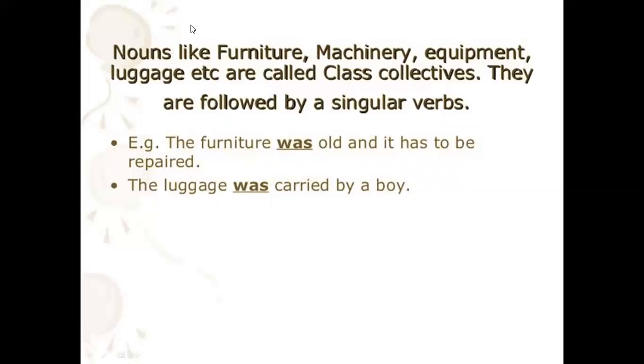Next one is nouns like furniture, machinery, equipment, luggage, etc. are called class collectives. They are followed by singular verbs. For example, the furniture was old and it has to be repaired. The luggage was carried by a boy. So here the furniture and luggage are called class collectives and they are usually followed by singular verbs.